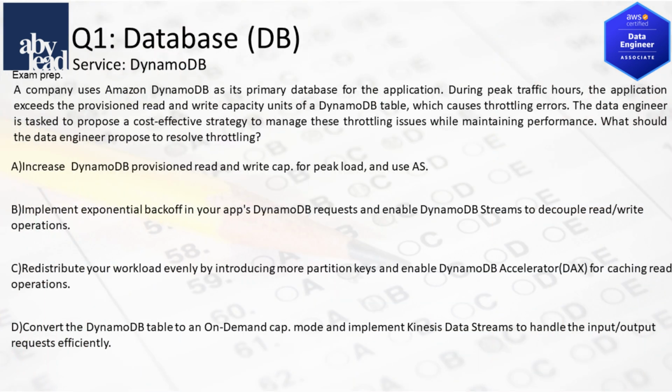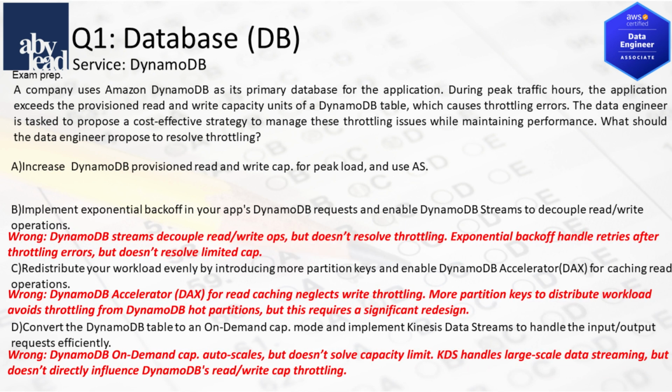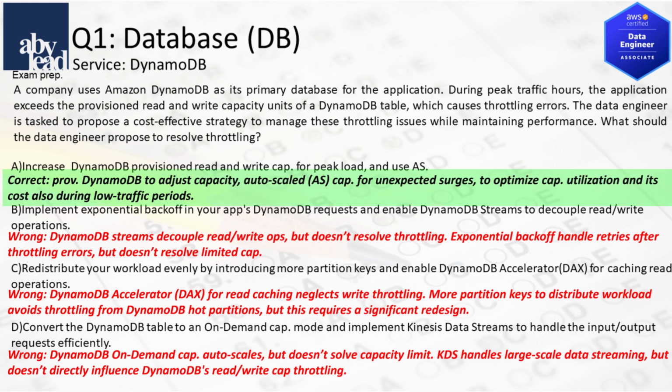Question 1. How do you avoid DynamoDB throttling errors during peaks? Wrong is to resolve write-read throttling with DynamoDB streams and DAX read-only caching. Also wrong is to deploy DynamoDB on demand for limited capacity. Better is to configure DynamoDB autoscaling to save costs for unexpected surges and low traffic periods.